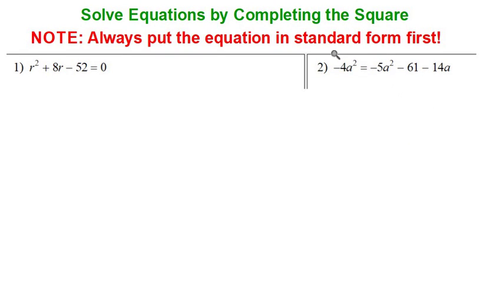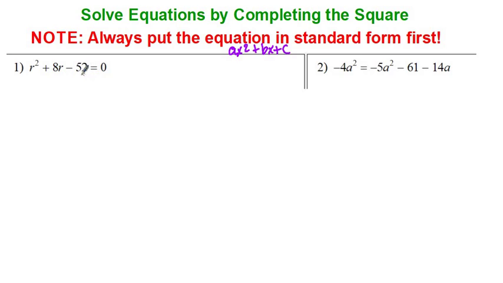Okay, so how do you complete this? Well, first of all, you always have to put the equation in standard form. And just to remind you, standard form looks like this. It looks like ax squared plus bx plus c. So number one is already in standard form. We don't have to worry about that. Number two, we're going to have to do something to put it in standard form.